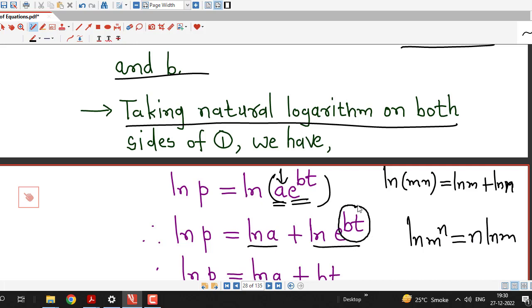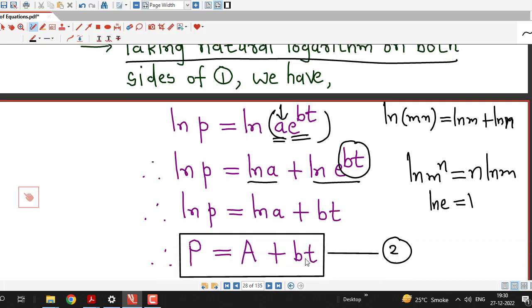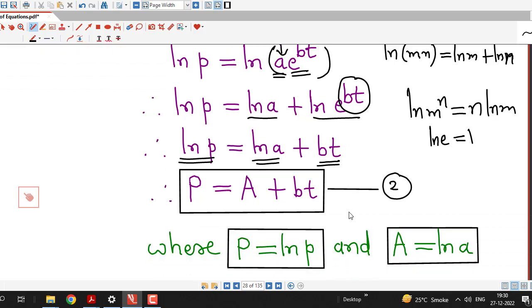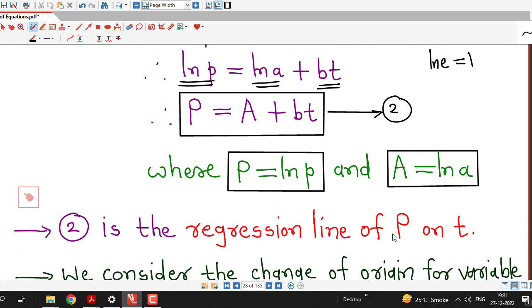So I will have bt times ln e, and ln e is 1. So I obtain log p equal to log a plus bt. And now I assume that ln p is denoted by capital P, ln a is denoted by capital A, and I keep this as it is. So I have to write that capital P is ln small p and capital A is ln a. Now this equation number 2 is the regression line of p on t.